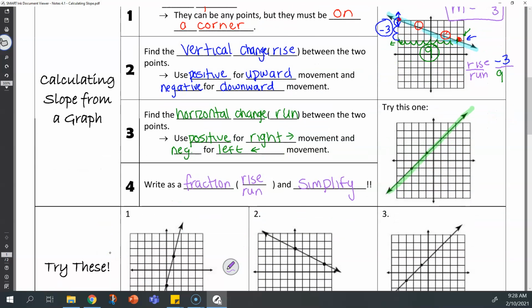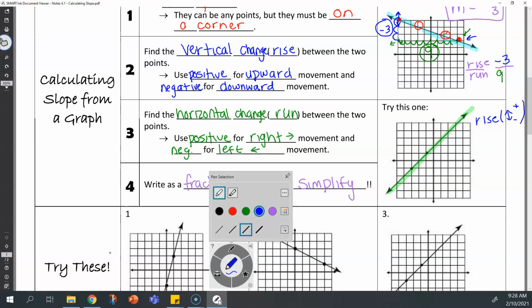Let's together take a look at our second try this one example. Remember that first I want to find the rise. The rise is my movement up and down. So it's going to be up or down. If I go up, I'm going to use a positive number. If I go down, I'm going to use a negative number.